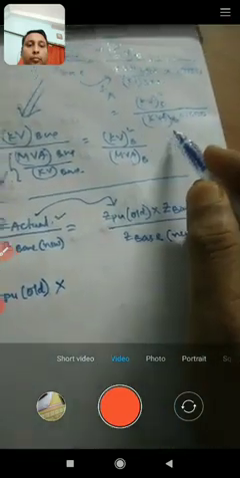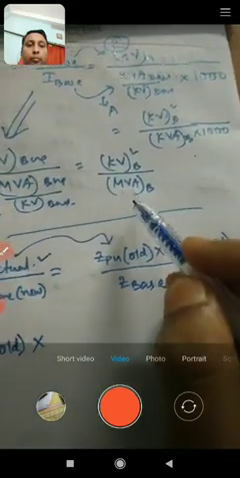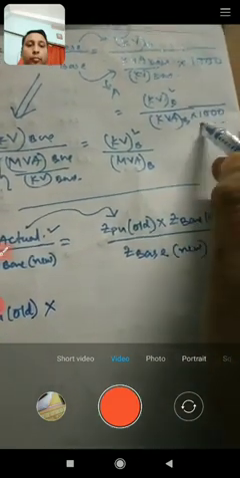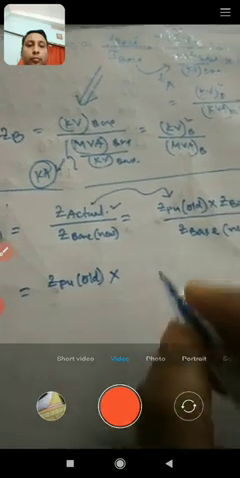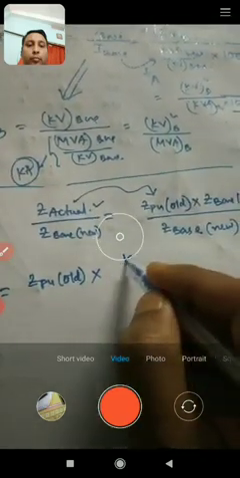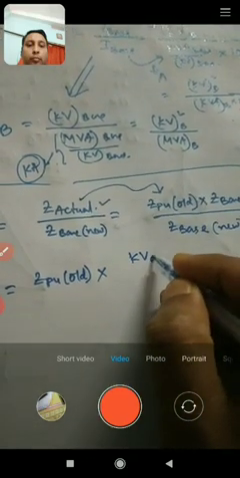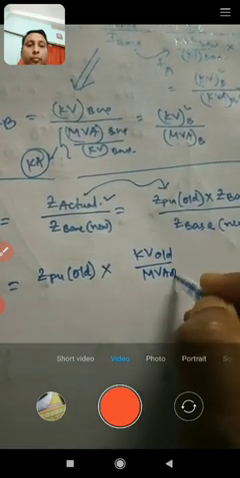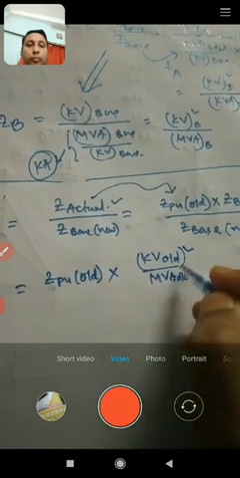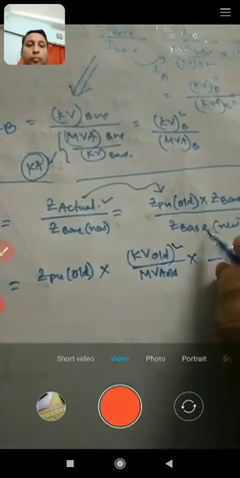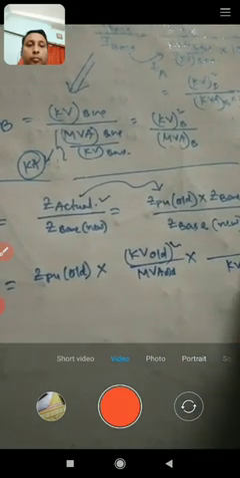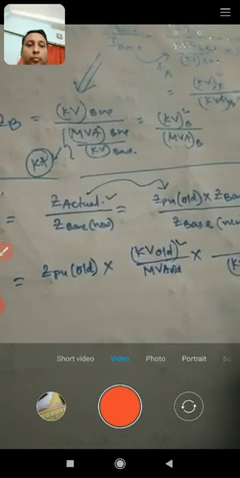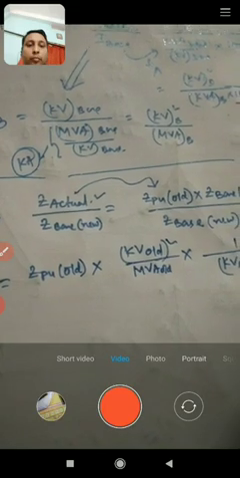There are two formulas. One is using 1000, one is without 1000. If I choose MVA, it will be better, so this complexity of 1000 will not come if we go for MVA. So what is Z base? It is kV old whole square by MVA old, into kV new whole square divided by MVA new.